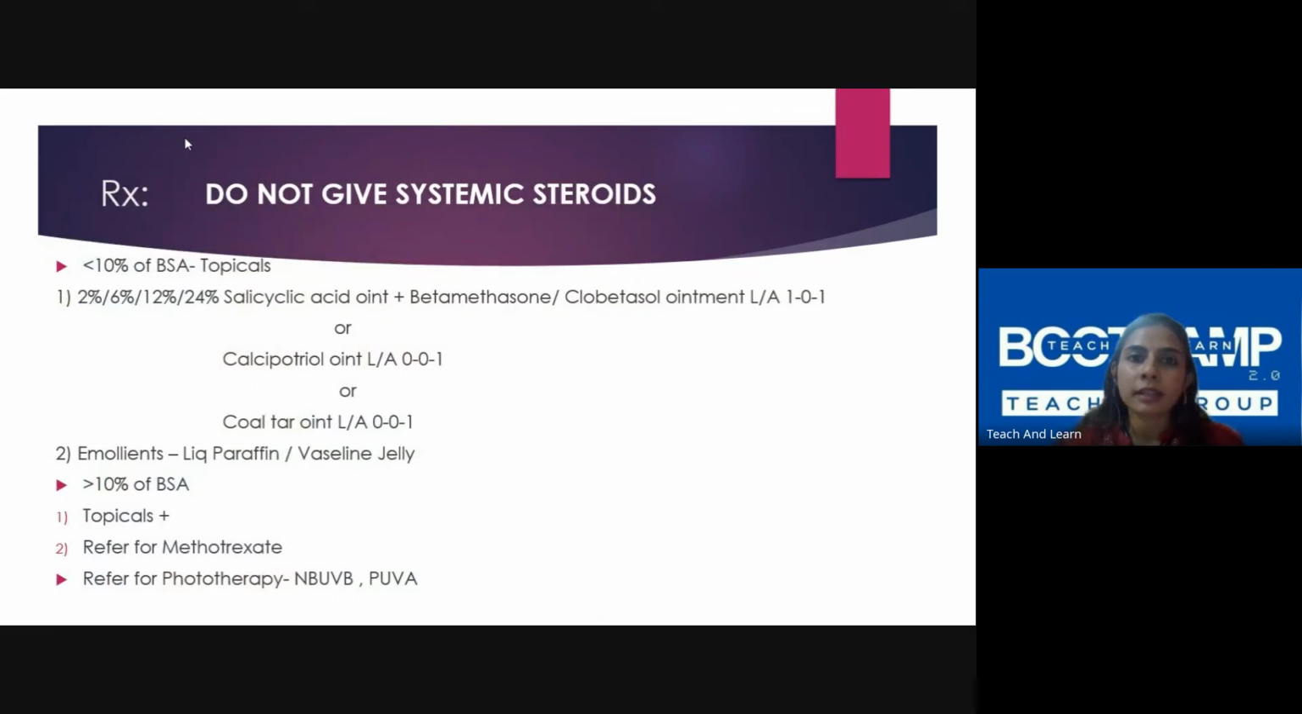The main important thing regarding the treatment is please do not give systemic steroids. That is very, very important in case of psoriasis, because people tend to think it's an autoimmune disease, so let us suppress the immunity of the patient, so there will be no lesion.